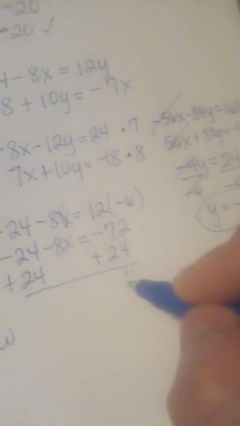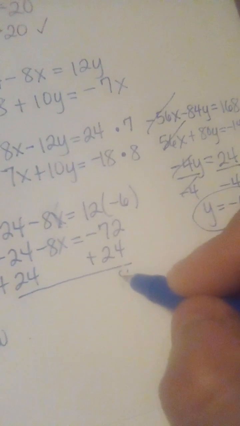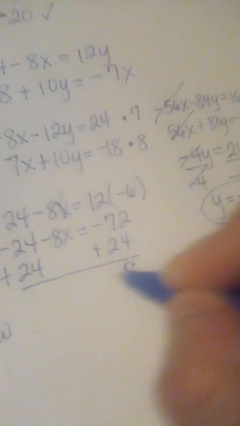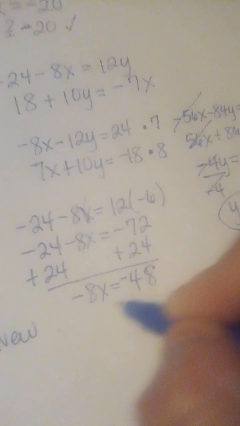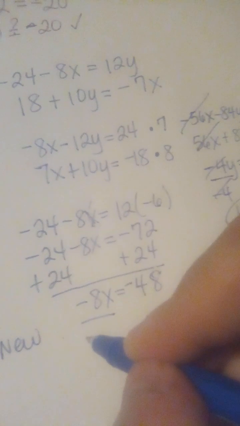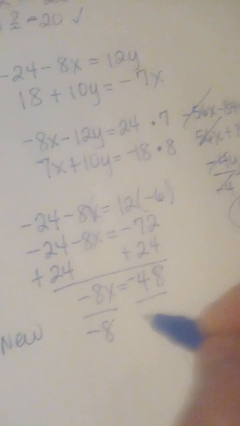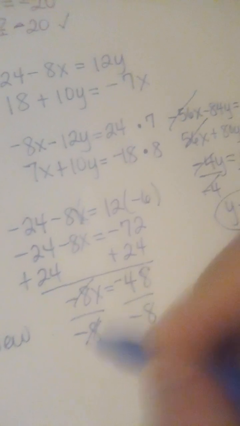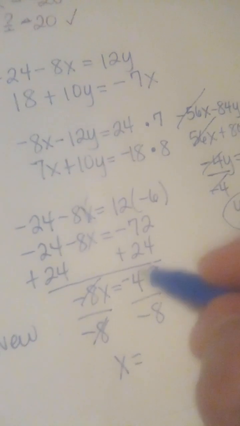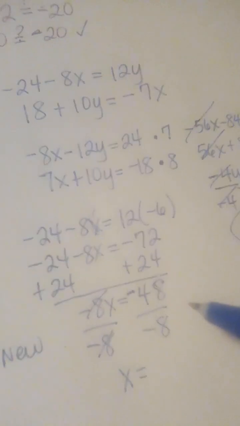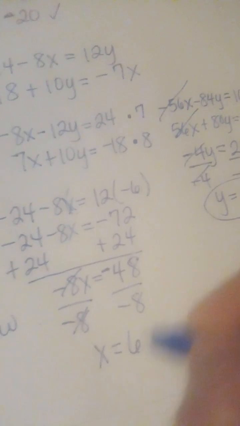Yeah, that's right. So it'll be negative 72 plus 24, which is negative 48, equals negative 8x. And then we divide by negative 8 on both sides. The negative 8s go away, and we have negative 48 divided by negative 8, which gives us a positive 6. And that's our answers: 6 and negative 6.